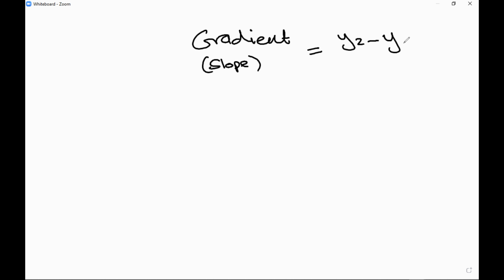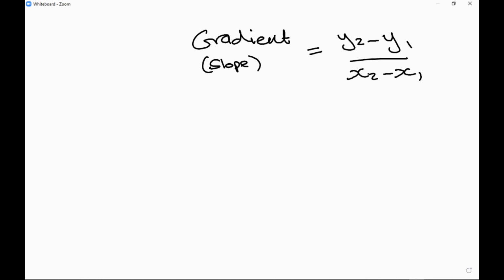Okay, so the first thing I want to go through is the gradient formula. Let's look at the concept of a gradient. The gradient is the same as a slope, and it's given by the equation y2 minus y1 over x2 minus x1. You can also use b and a for this as well.